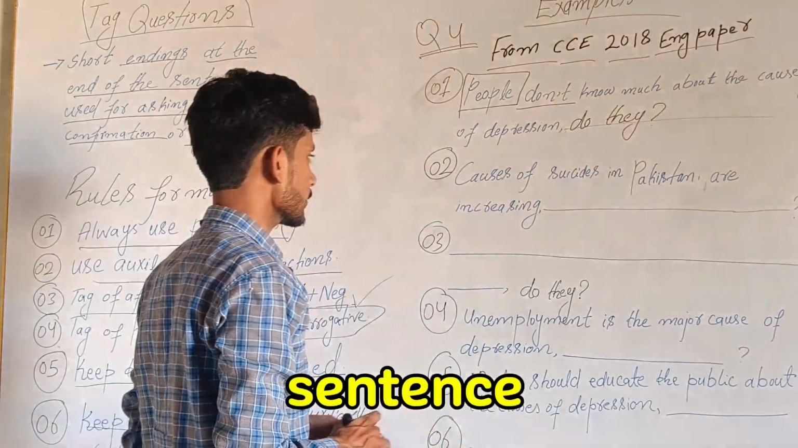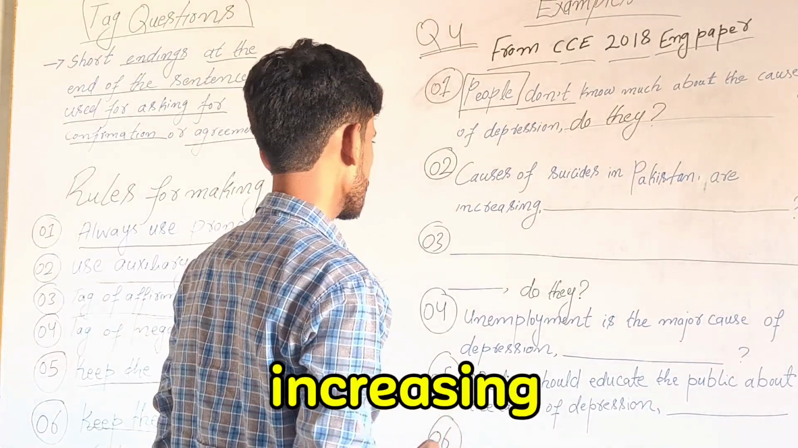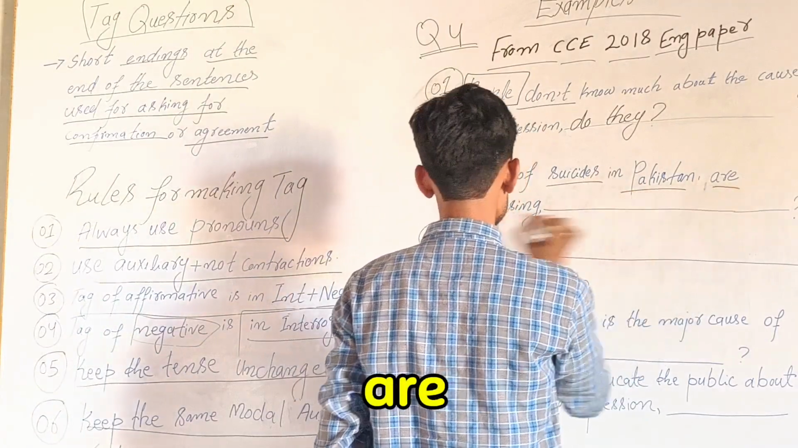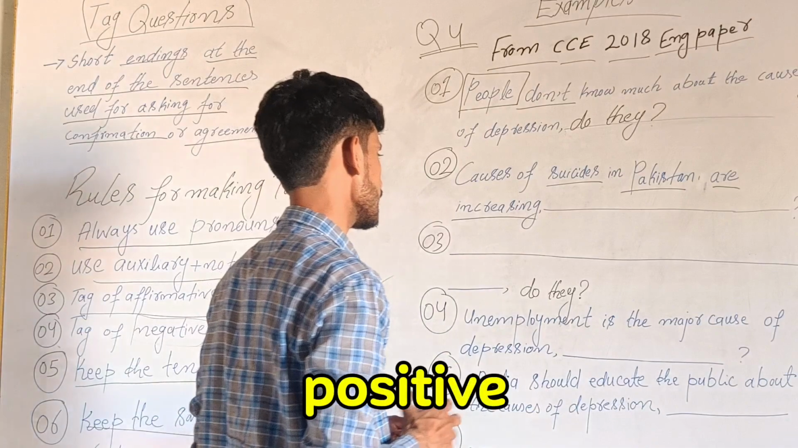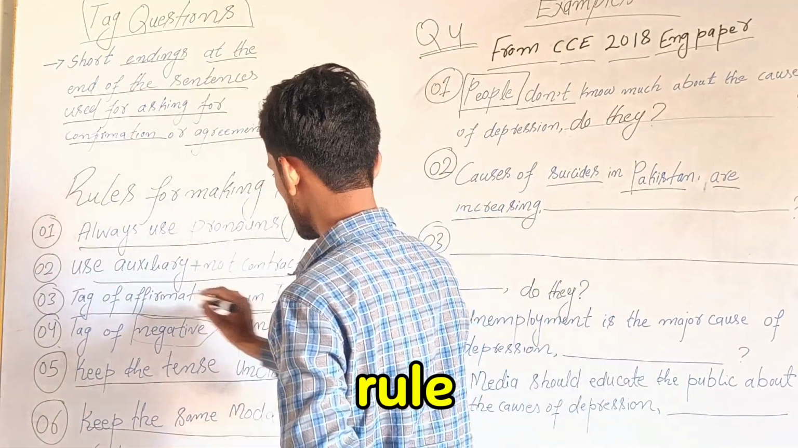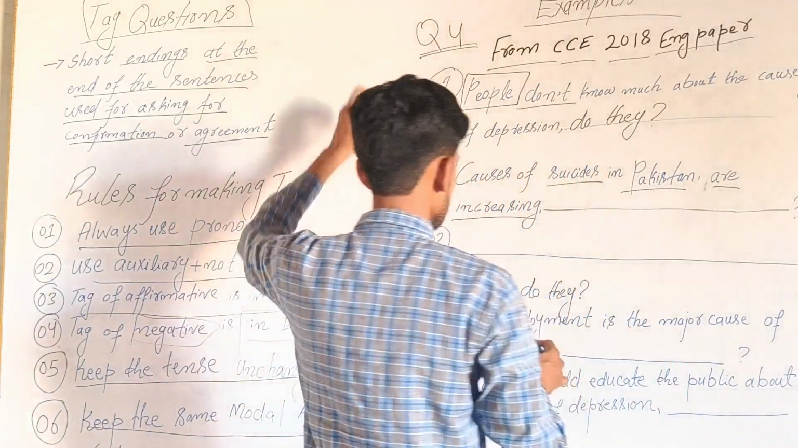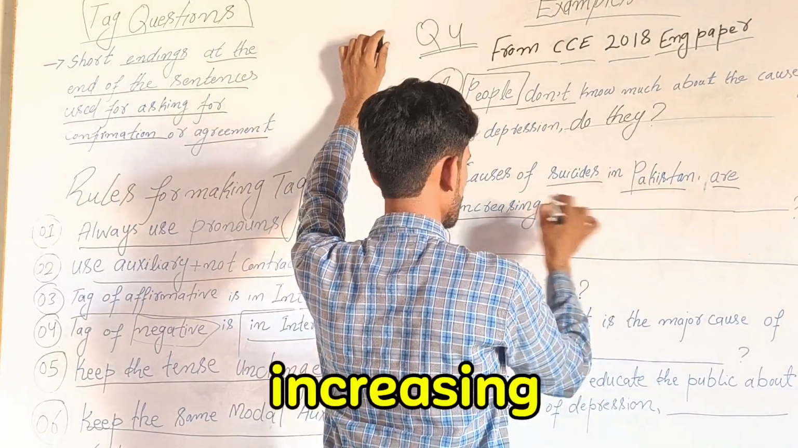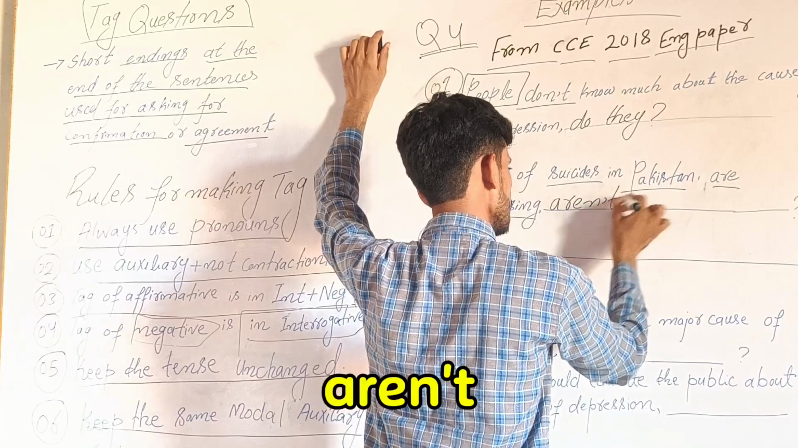We have second sentence which says causes of suicides in Pakistan are increasing. Causes of suicides in Pakistan are increasing. So this is an affirmative sentence, a positive sentence. So the tag of positive sentence or affirmative sentence, here see the rule, the tag of affirmative is in interrogative plus negative. So we have to make this tag are increasing, aren't they.